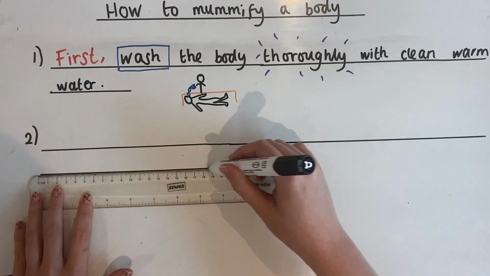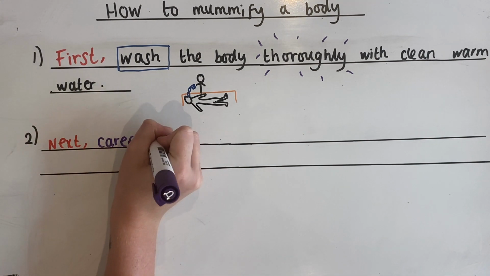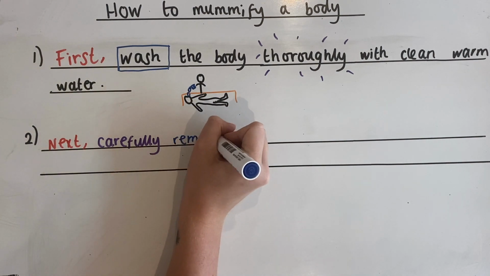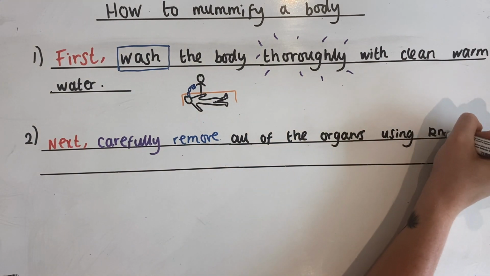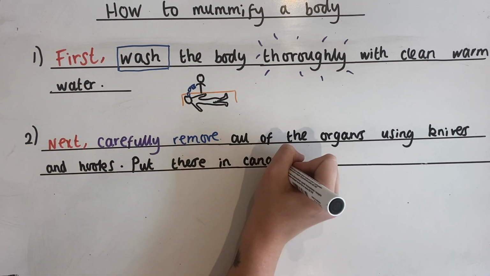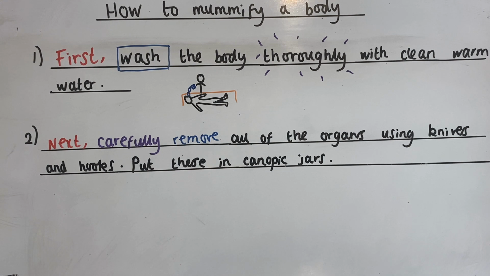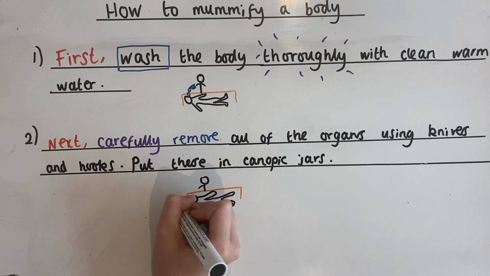Now I'm going to move on to step number 2. So I need to write number 2, and I'm going to start with a time connective, next. Next, carefully remove all of the organs using knives and hooks. Put these in canopic jars. Can you spot my adverb and bossy verbs? Carefully is my adverb, and remove and put are my bossy verbs in that step. Now for my illustration.